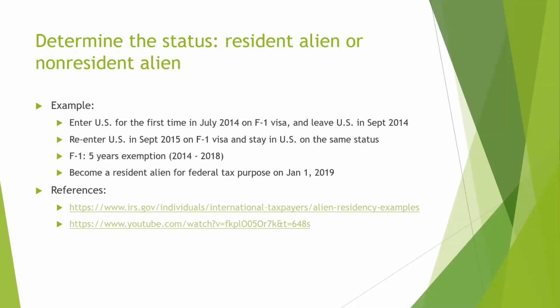So I entered the United States for the first time in July 2014 on an F1 visa and left the United States in the same year. And next year I re-entered the US, still on an F1 visa, and stayed in the United States on the same status. And till now I've been in this country. So I have 5 years of exemption from 2014 to 2018. And on January 1st, 2019, I became a resident alien for federal tax purposes.